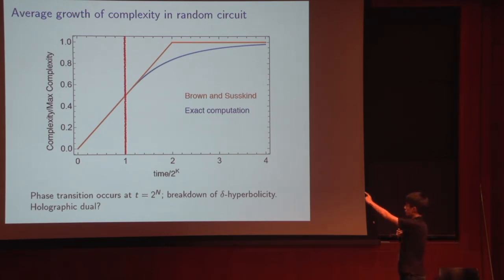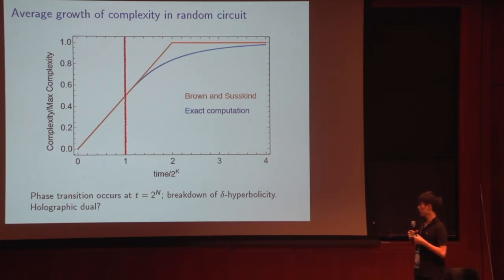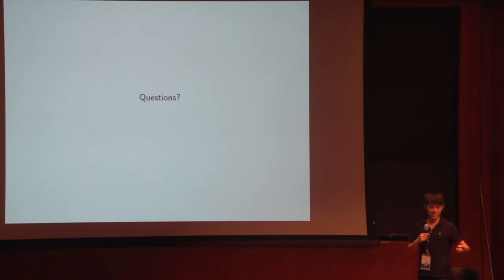It turns out that triangles below this scale, so triangles smaller than the phase transition scale, have a delta of order 1, whereas they have an exponentially large delta for times larger than 2 to the k. So this may have some interesting holographic implications related to firewalls. So I just want to say that if you like precise statements, but you also like complexity, check out the paper. Thanks.